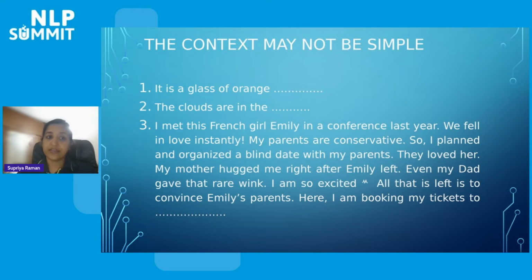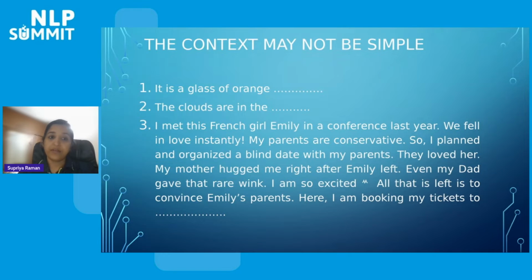Also, the next example is about the clouds are in the, and again it is easy to guess because most of us will answer it as sky, and we might be relating it to the previous word cloud. But in the final example which we have here, I will quickly read it through.